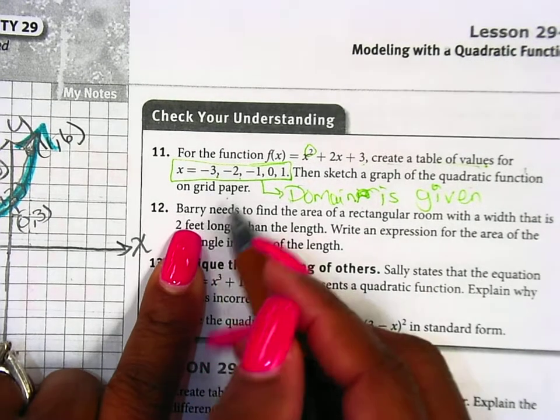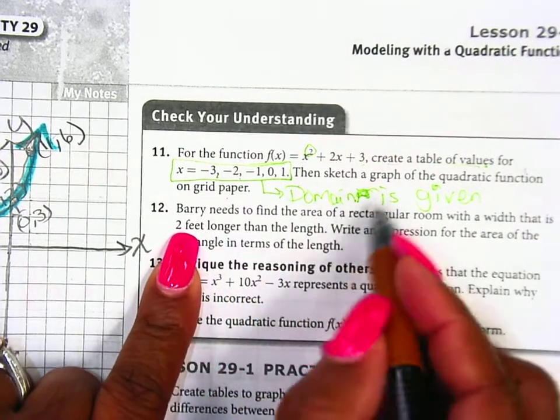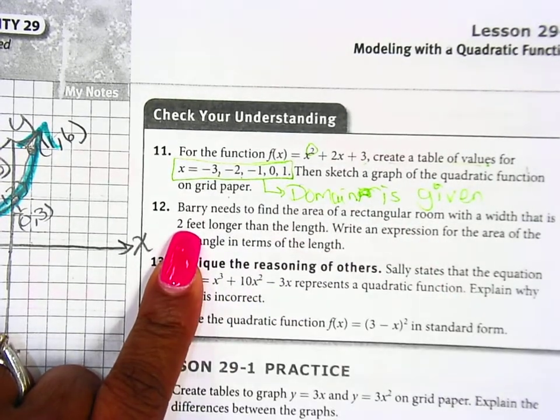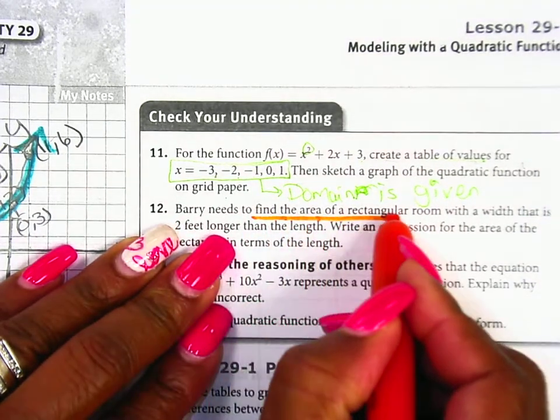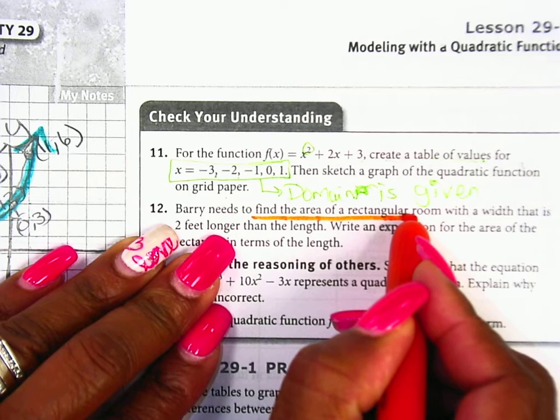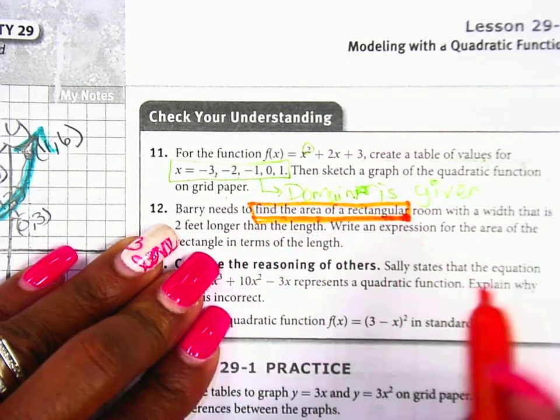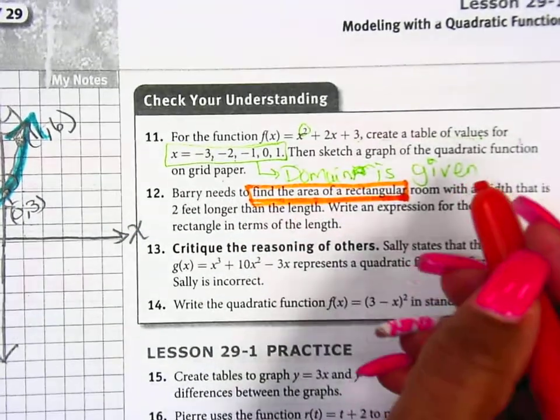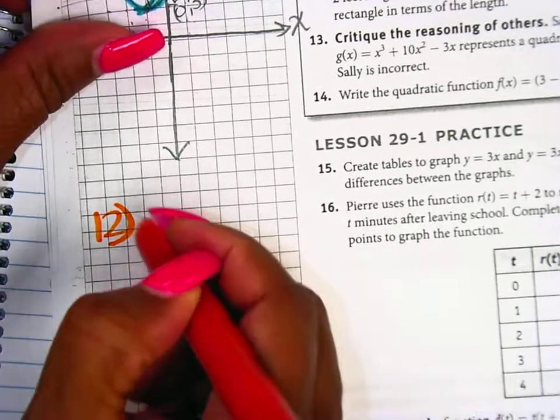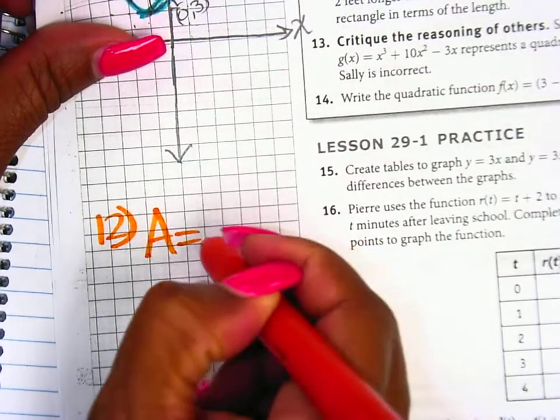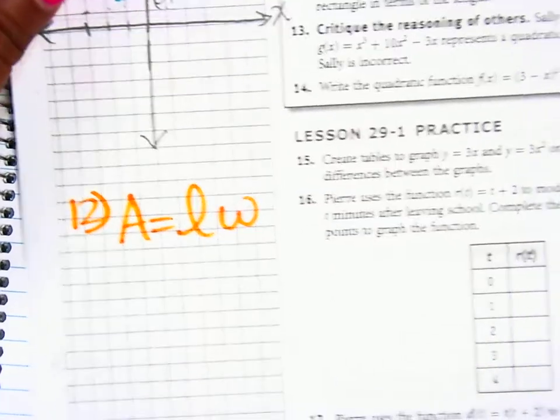Here on number 12, it says Barry needs to find the area. You see, something stood out here. It said find the area of a rectangular room. Rectangular. So right there, you should know the area of a rectangle. So number 12 is referring to the area of a rectangle, which is length times width, or base times height.